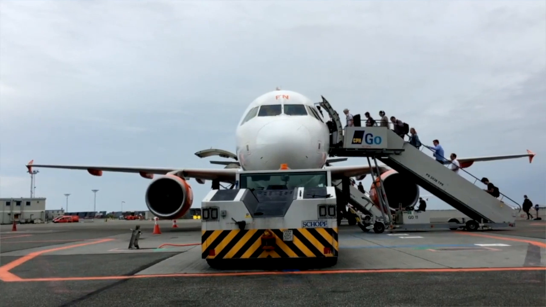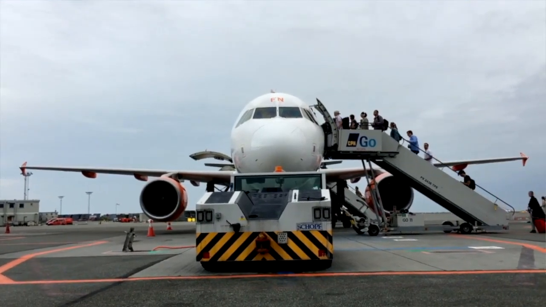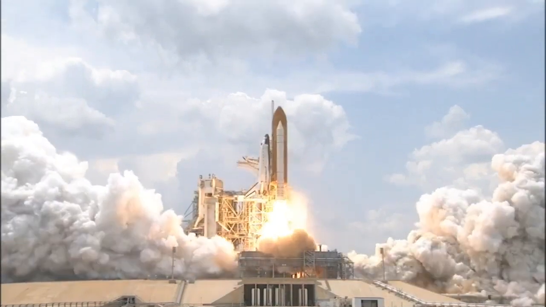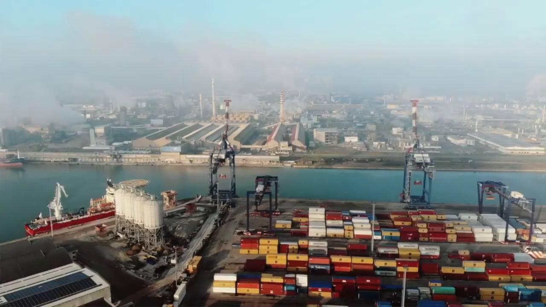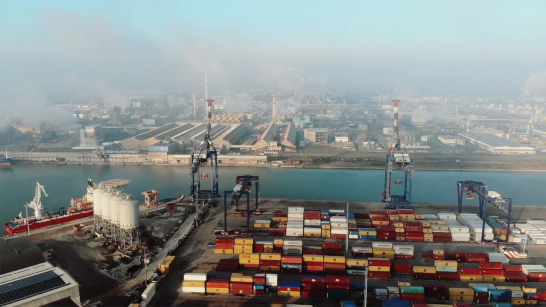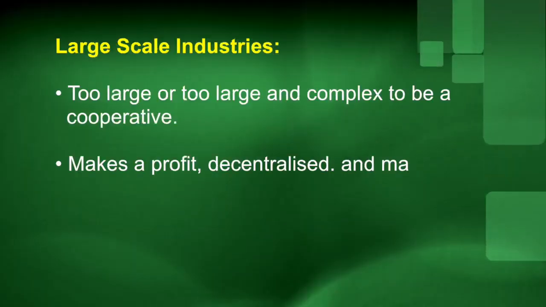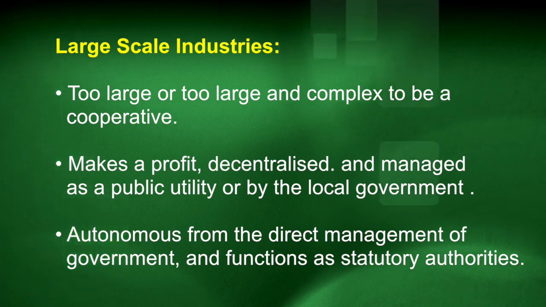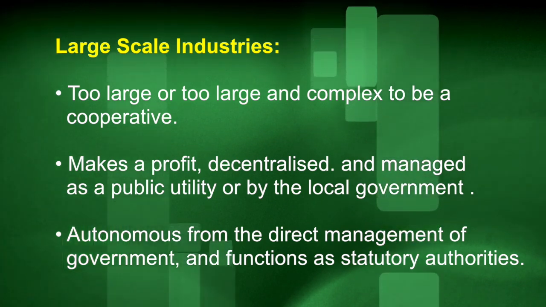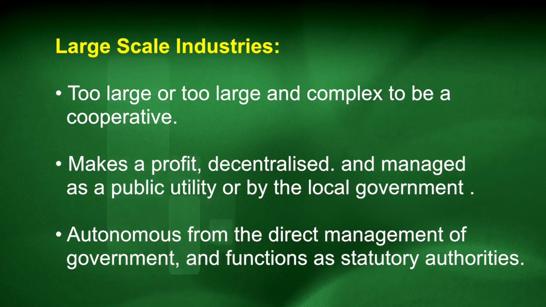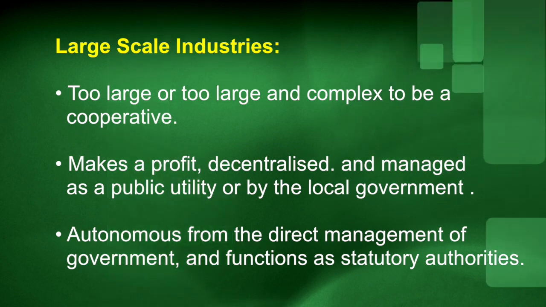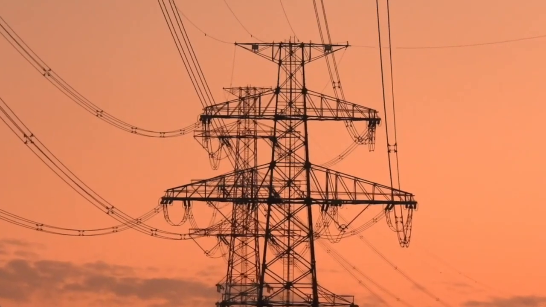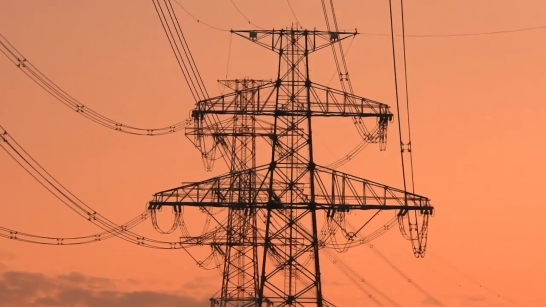Similarly, enterprises that cannot be managed as a cooperative because they're too large or too large and complex should function as large-scale industries as part of the public sector. They are generally structured to make a profit, decentralized, and managed as public utilities by the immediate or local government. However, they are always structured as autonomous from the direct management of the government of the day and function as statutory authorities. Some of these large-scale industries should be considered as key industries.